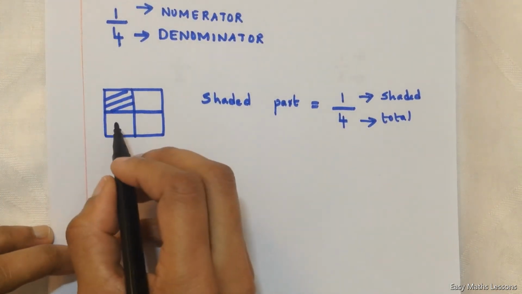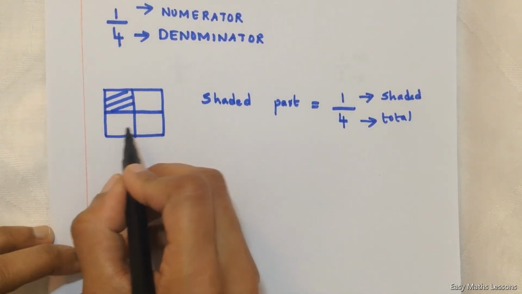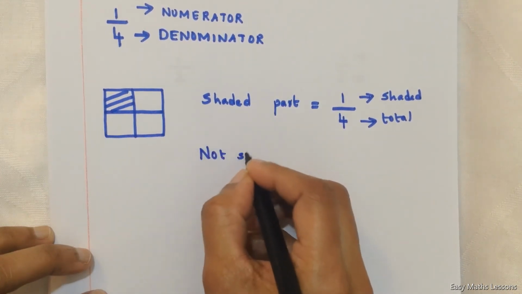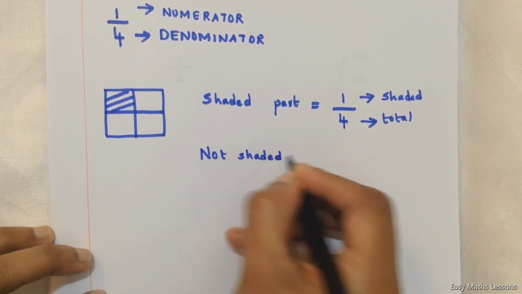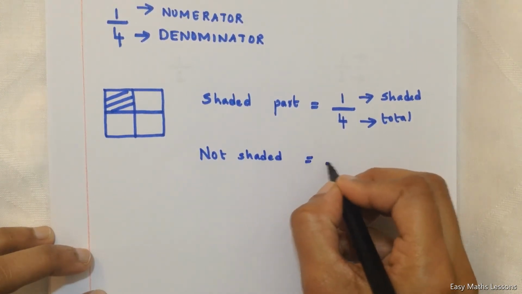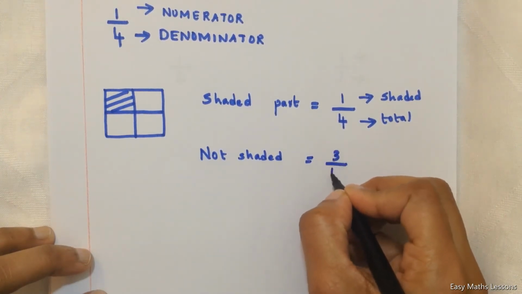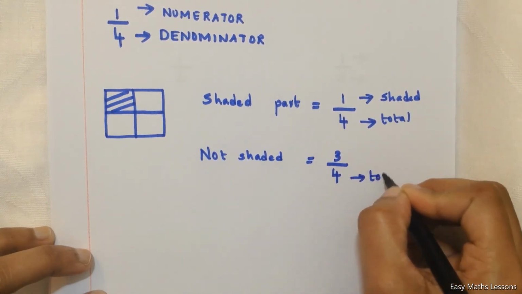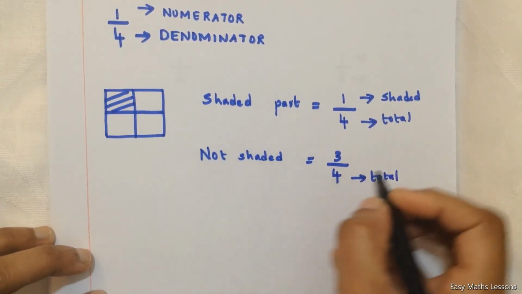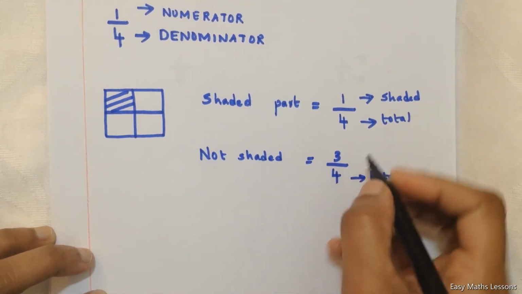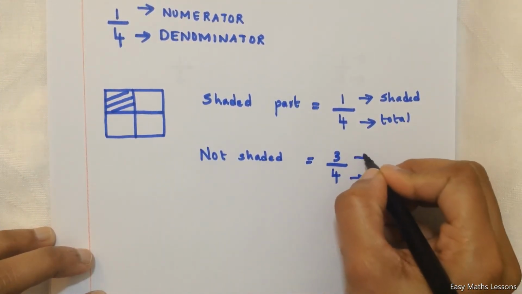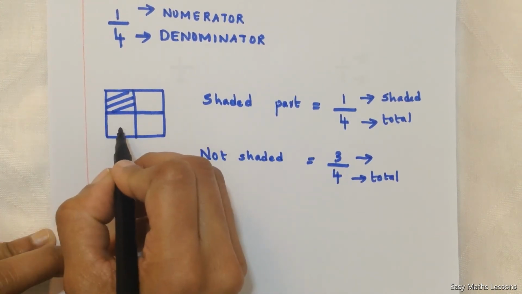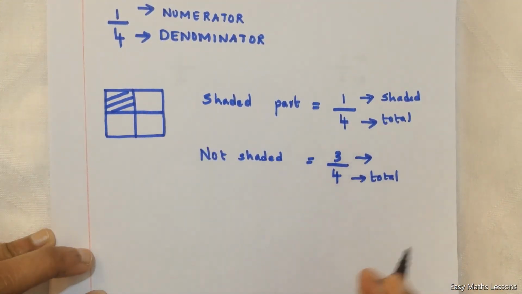Now, how can you represent the parts which are not shaded? So the parts which are not shaded can be represented as 3 by 4 because there are total 4 parts. That can be the denominator and the numerator should be the number of parts which are not shaded. In this case, there are 3 parts which are not shaded.